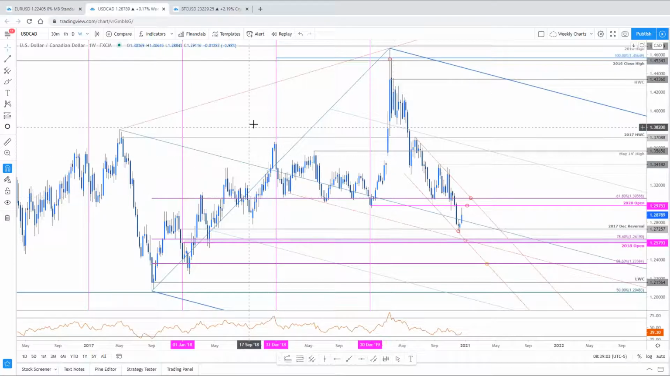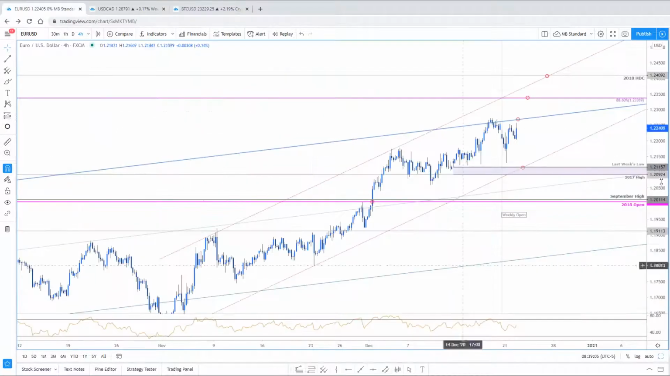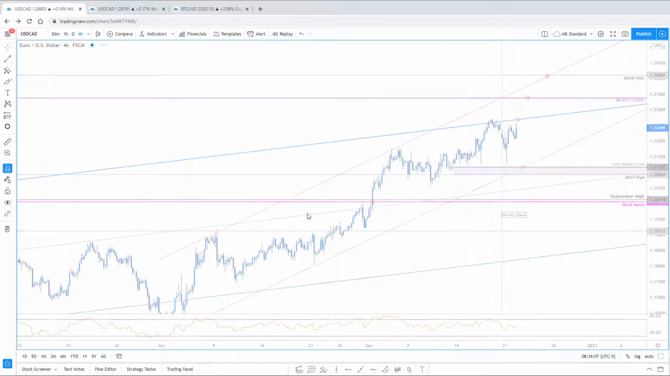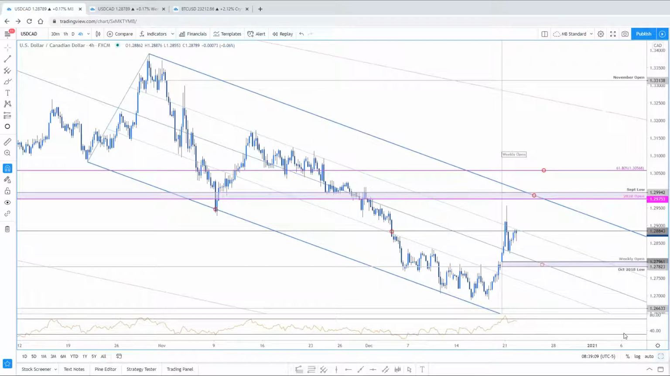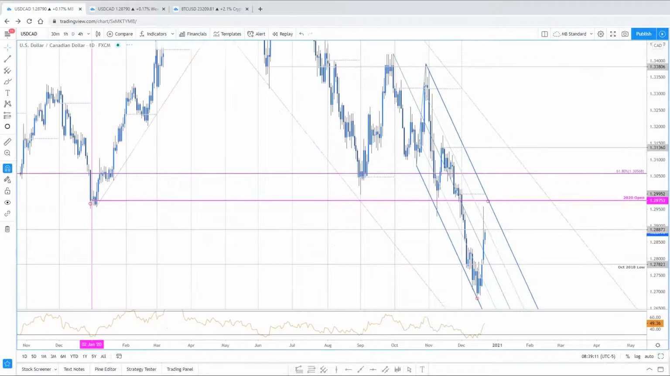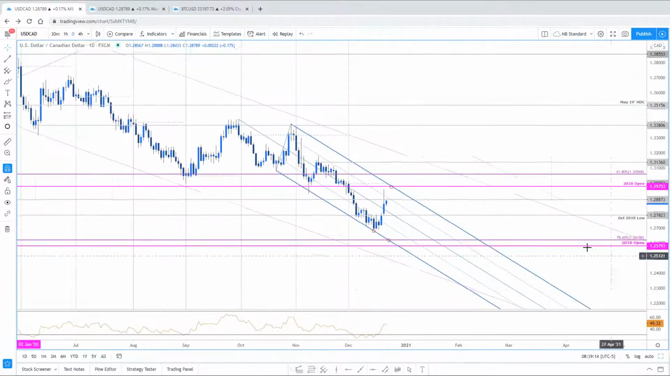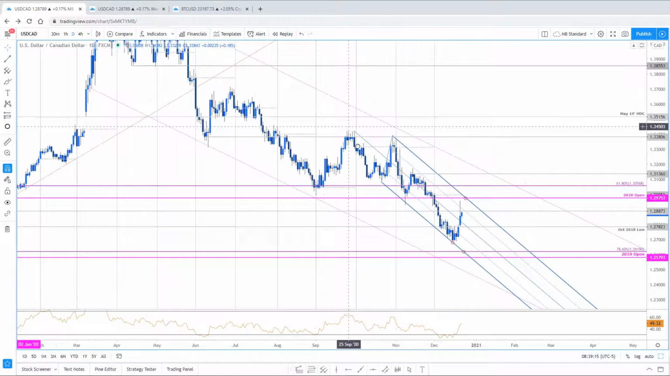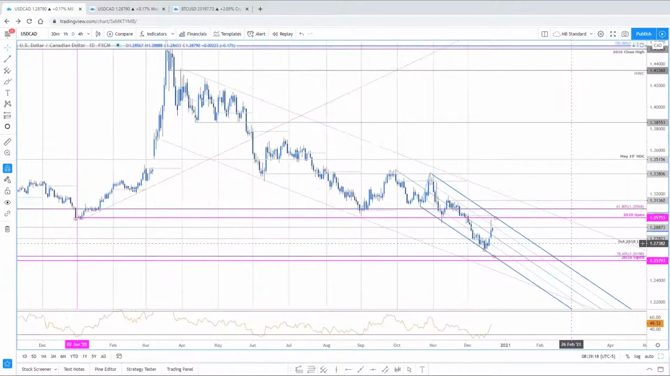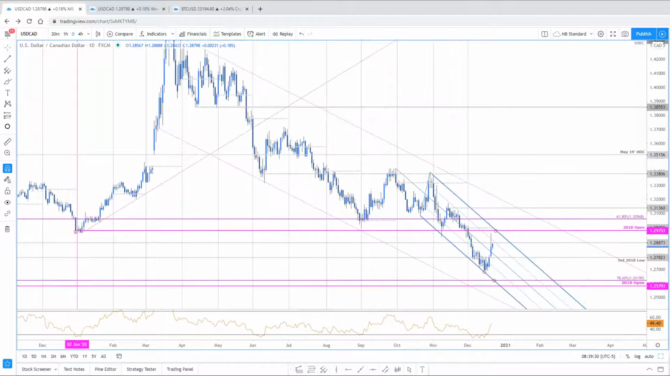So the weekly levels for dollar CAD are pretty clean. From a daily standpoint, here's what it looks like. This near-term pitchfork we've been tracking just off the highs from September and October: really clean lower parallel support. Here's a break of the 25% parallel, break of the median line. We failed right ahead of a key region of resistance.